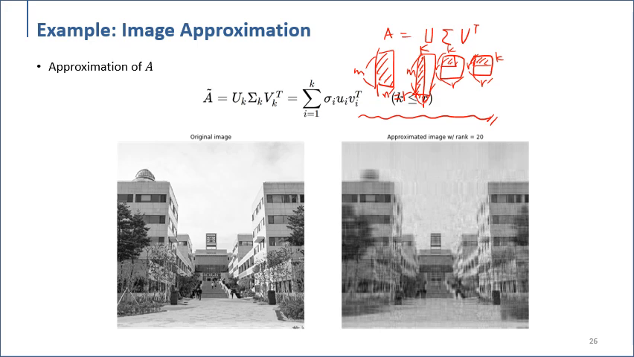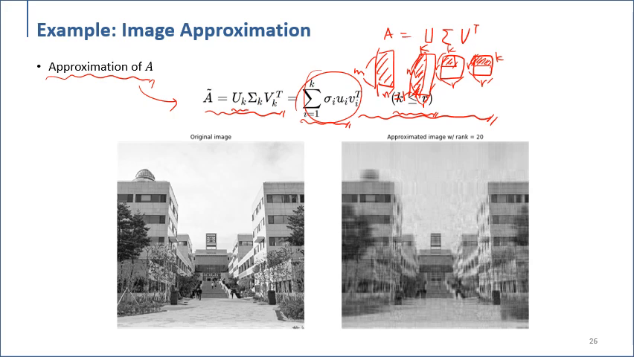So here, let's approximate the original images by using singular value decomposition. The low rank approximation is nothing but the U_K matrix, the sigma_K matrix, and the V_K transpose matrix. When K is smaller than R, this is just the sum of sigma_i u_i v_i transpose.